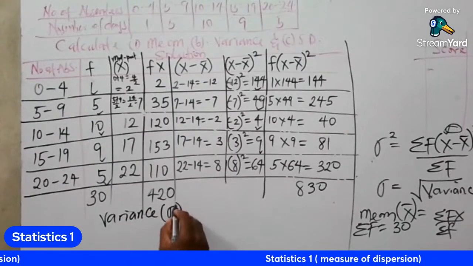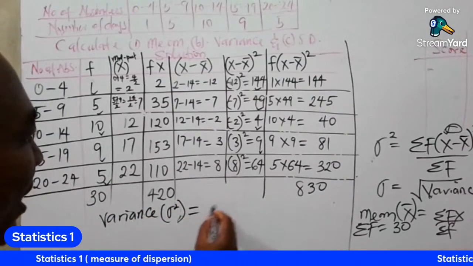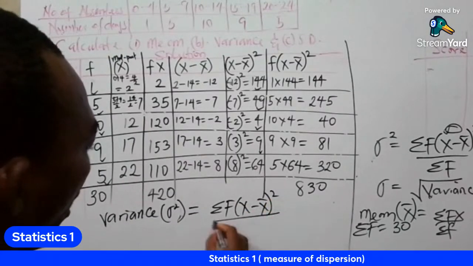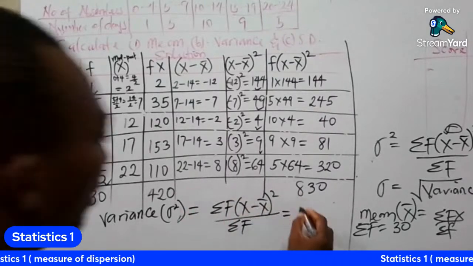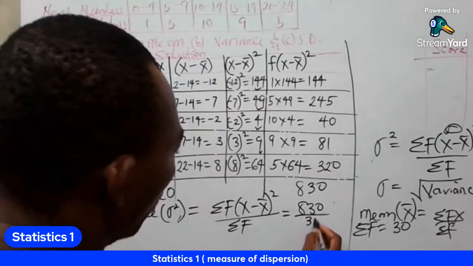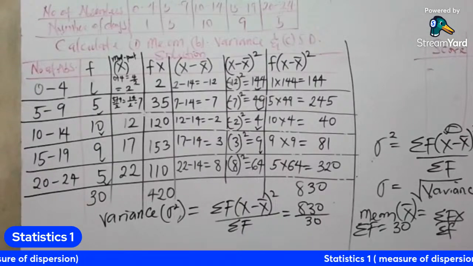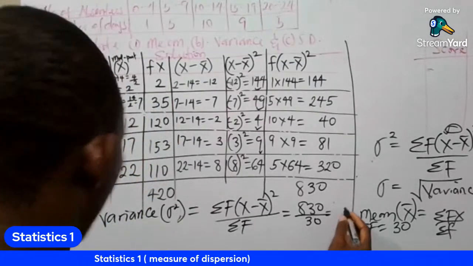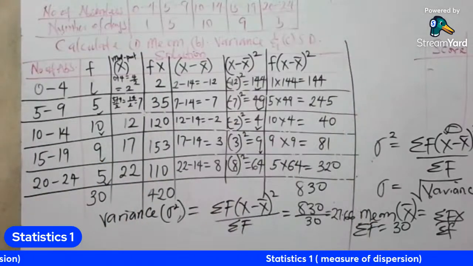So here now, my variance, which is sigma square, equals the summation f into x minus x bar all square, everything divided by the summation f. The whole story that I have here is 830 to be divided by the summation f, which is 30. Can it go divided by 30? That will give me 27.66. You see that it will continue like that.